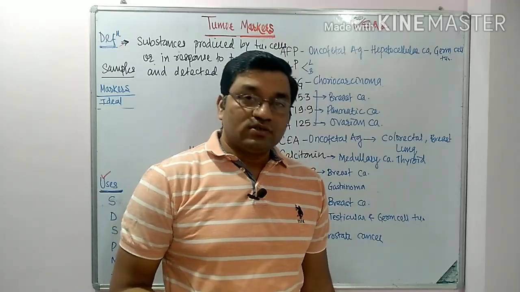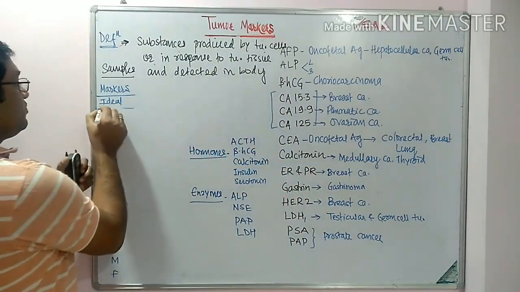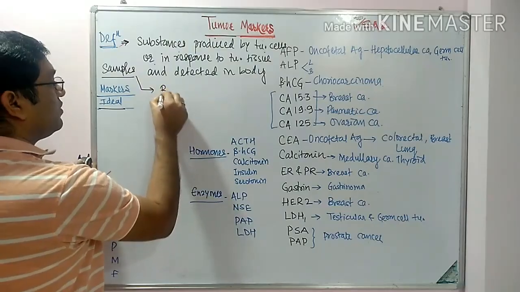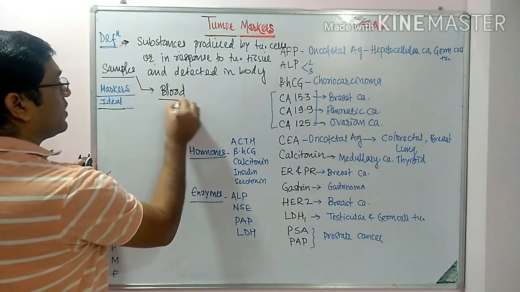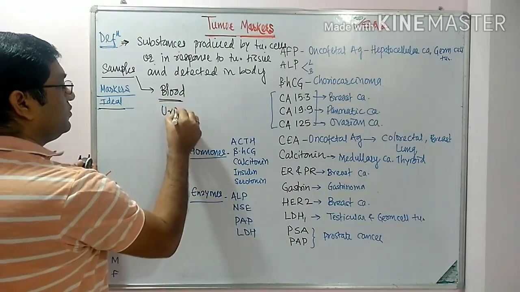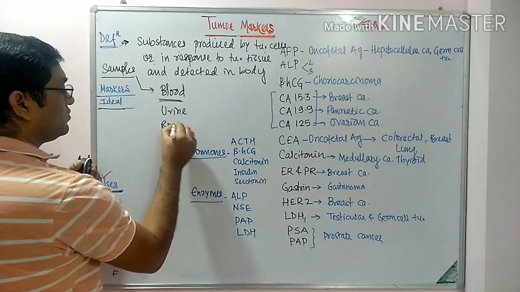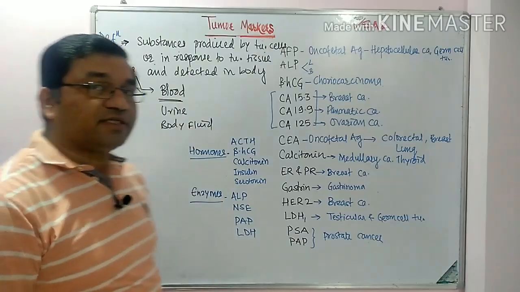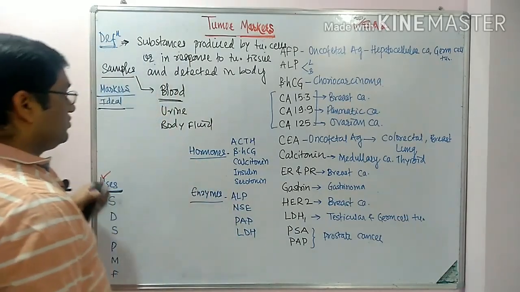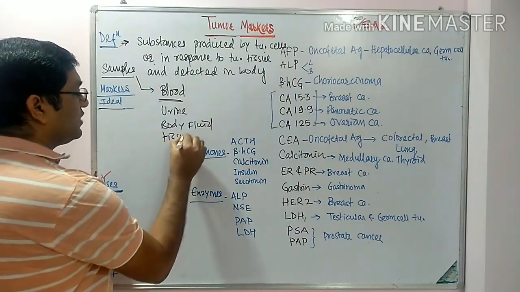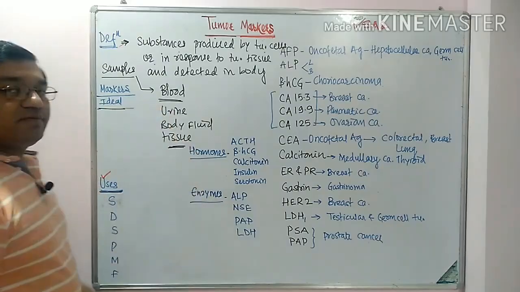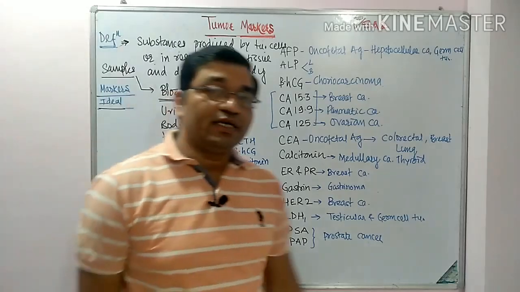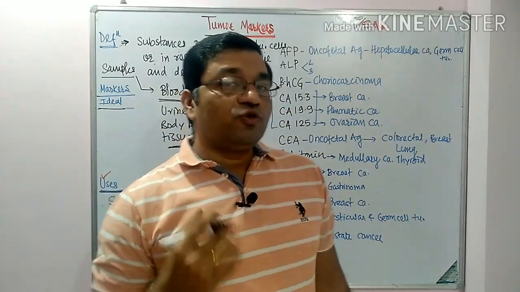Which body fluids are used for the estimation of these tumor markers? The first one is the blood. The important one is the serum or blood. Then urine. Then body fluids. Body fluid means ascitic fluid, pleural fluid, cerebrospinal fluid, synovial fluid, etc. And tissues, various tissues that can be taken for the estimation of these tumor markers. Blood, urine, body fluid and various tissues can be taken for estimation of tumor markers.